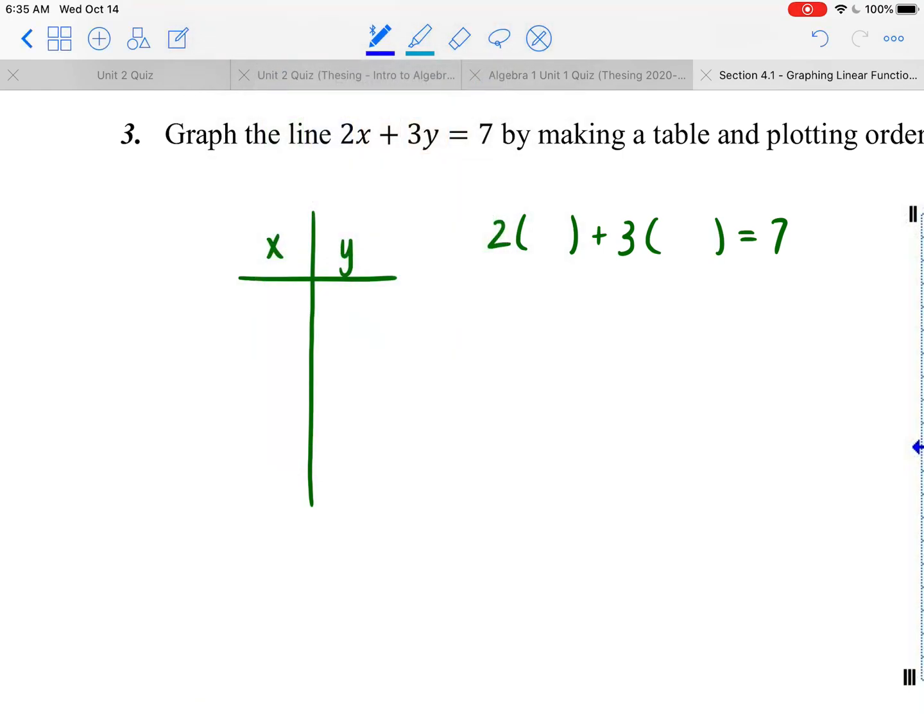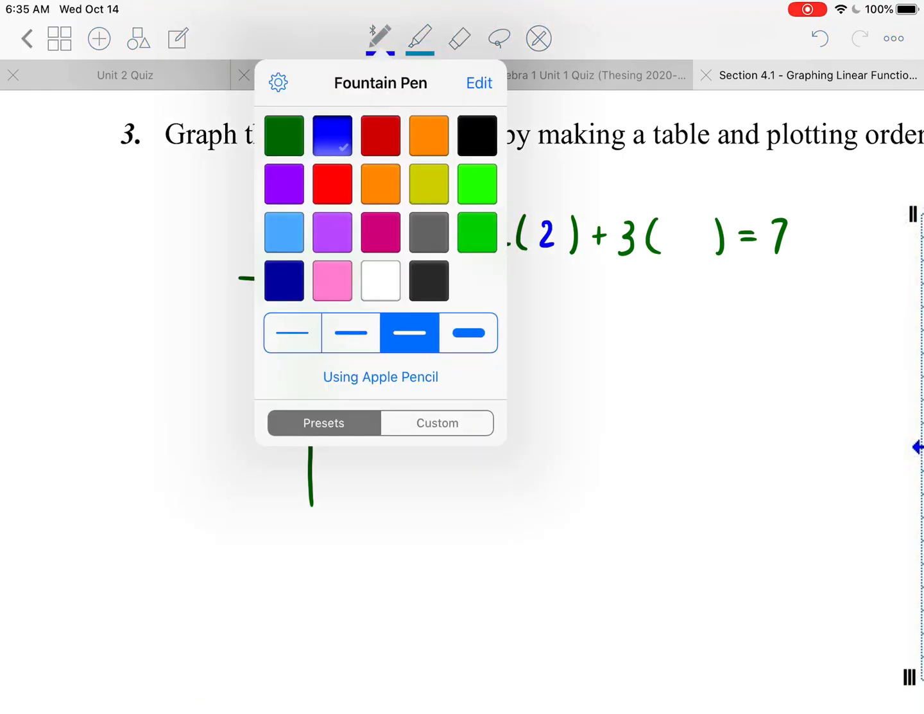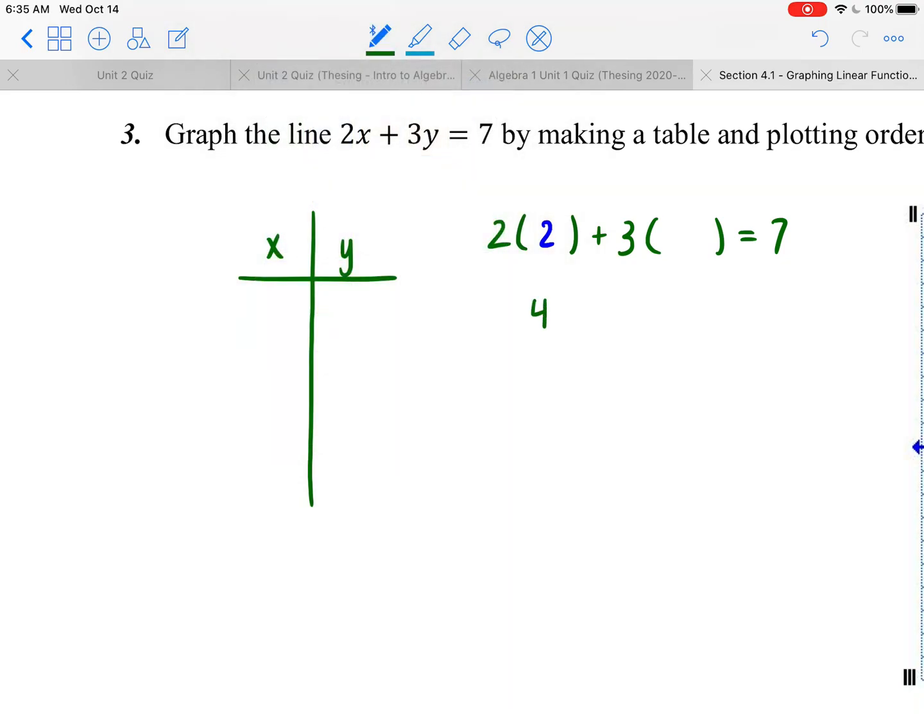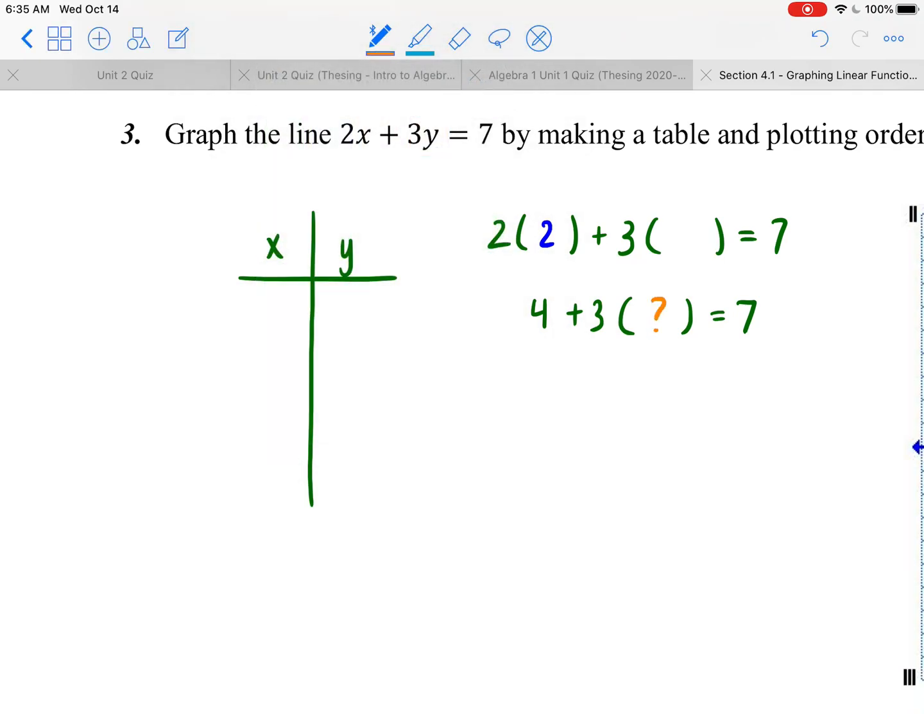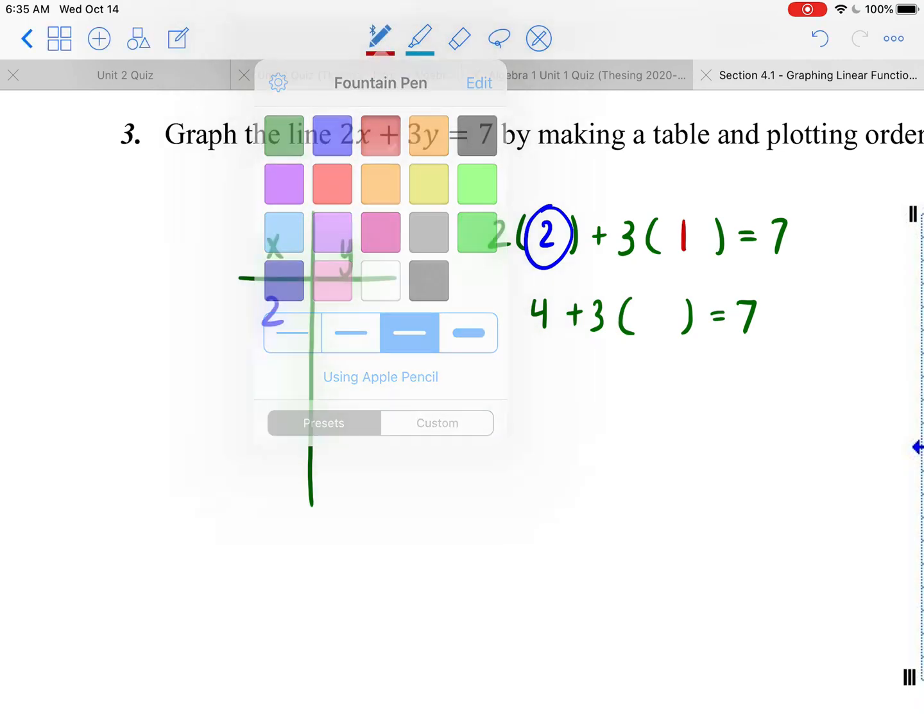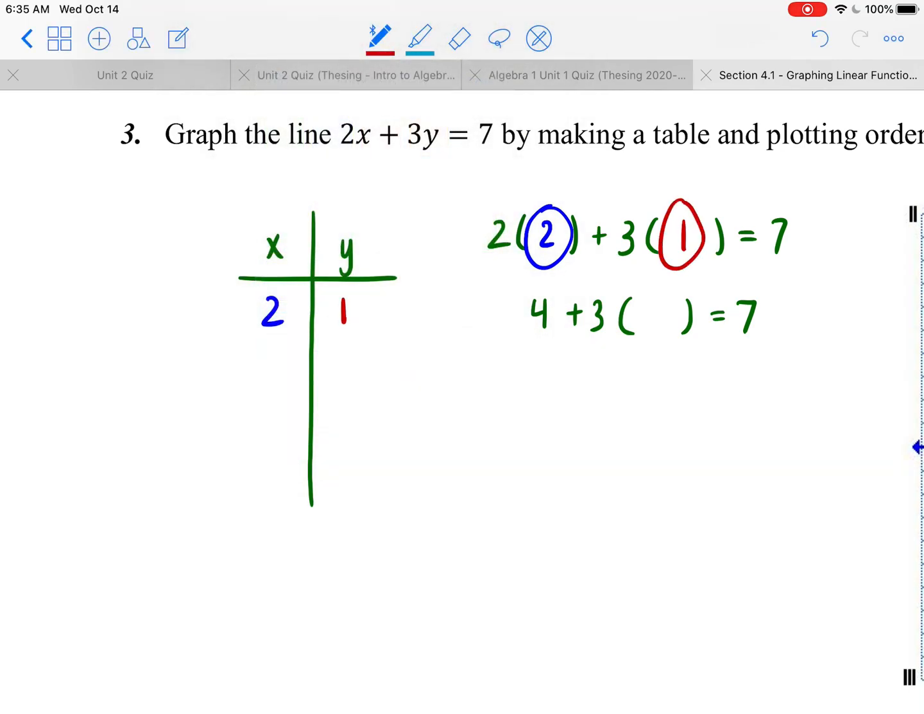Let's try 2 here. So if we plug in a 2 there, we get 4 plus 3 times something is equal to 7. Is there a number we could plug in here nicely that would get us there? Yeah, if you plug a 1 in where that orange question mark is, you're good. So I would say one combo of numbers that works is when x is 2 and then the y value is 1 there. So when x is 2, y is 1, that makes this equation right here true.